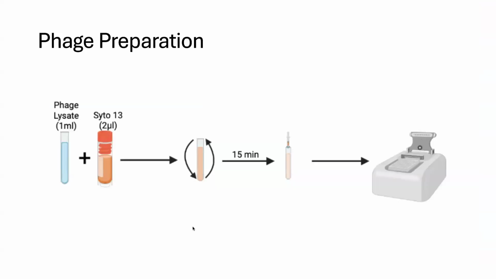Then we wanted to image the bacteria and phage together. So we first had to prep our phage. So we took our phage lysate and we combined it with cyto13. Cyto13 is a green stain that stains the phage DNA. We took that mixture and mixed it end over end for 15 minutes. We then put it through a filter and measured the fluorescence intensity on a plate reader. That fluorescence intensity had to be over 1,000 RFUs, or relative fluorescent units, for us to confirm that there will be fluorescence in our image.